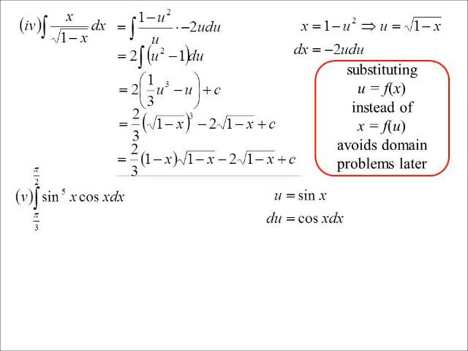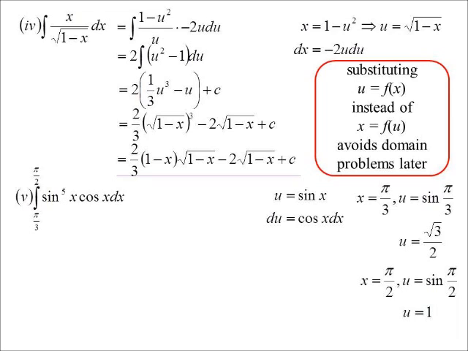Du is cos x. Problem is, these limits refer to x, not to u. So we need to change the limits as well. But we have a formula for that. U equals sine x. We just use that to change our limits. So pi on 3 becomes the sine of pi on 3, which is root 3 on 2. Pi on 2 becomes the sine of pi on 2, which is 1. And there's our integral. Root 3 on 2 to 1 of u to the 5 du.